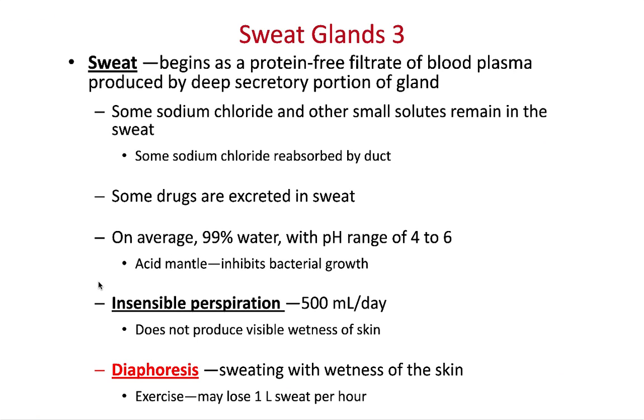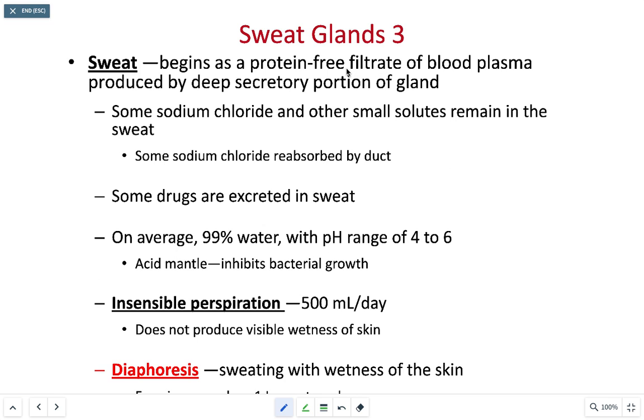Now, as we look at sweat as a whole, it starts out as a filtrate of blood plasma. And when we say filtrate of blood plasma, that's a nice way of saying that we removed liquid from the bloodstream, and we removed most of the big chunks from that liquid. The biggest pieces that float around within the blood plasma are proteins, and our sweat will start out protein-free.